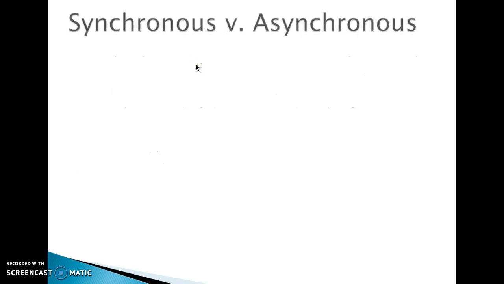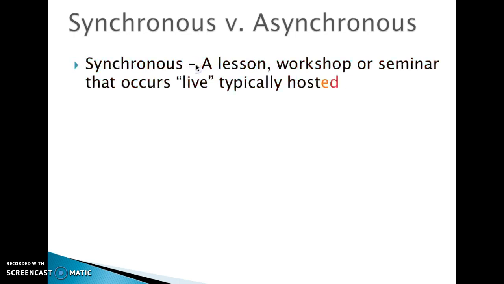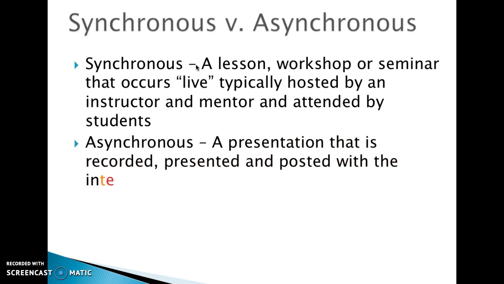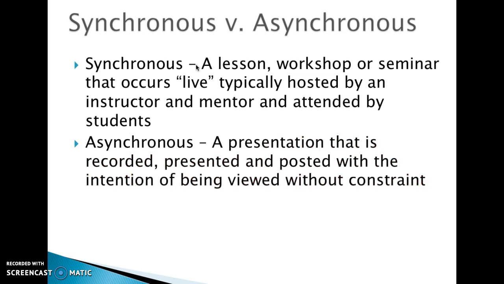For our purposes, there are two models of interaction, synchronous and asynchronous. A synchronous model includes a lesson, workshop, or seminar that occurs live, typically hosted by an instructor and mentor and attended by students. While asynchronous materials are presentations that are recorded, presented, and posted with the express intention of being viewed without constraint, similar to an on-demand service, like Netflix.